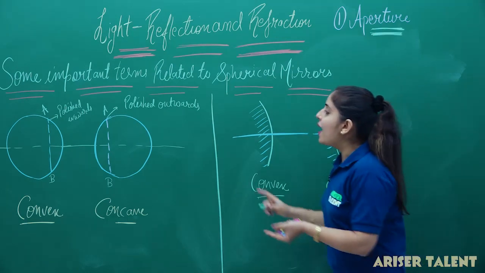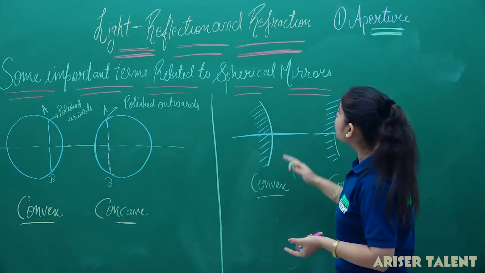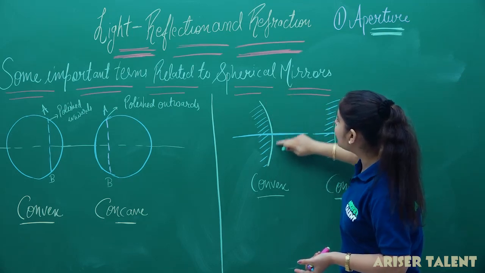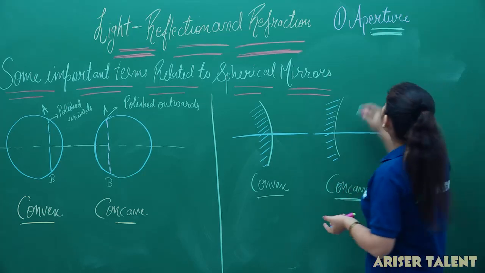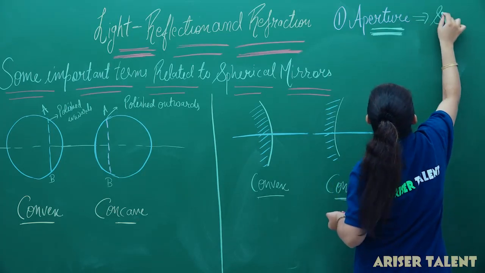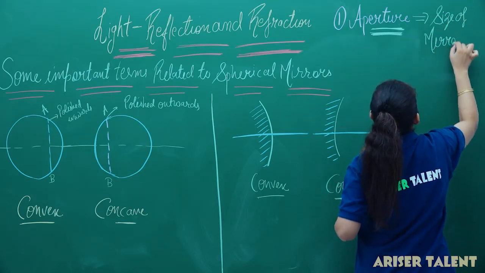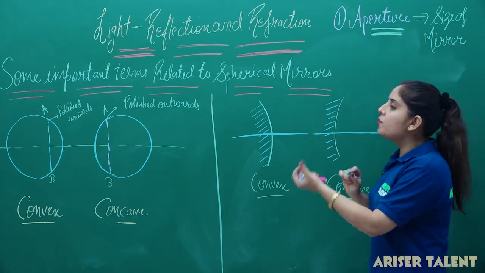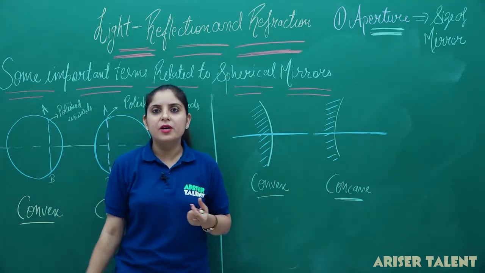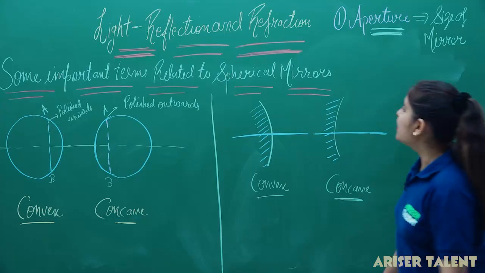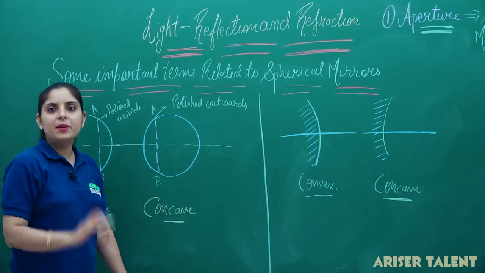So we can say that the diameter of that mirror will give you the aperture of the mirror. So in this case, if I am taking this whole part as a diameter, this whole size of the mirror will be known as the aperture. So aperture will be exactly equal to the size of the mirror. The size of the mirror, or you can say the diameter of that spherical mirror, will give you the aperture of the mirror.